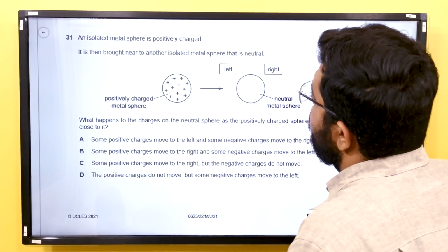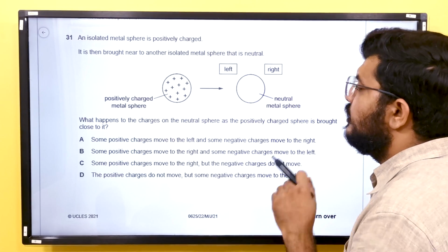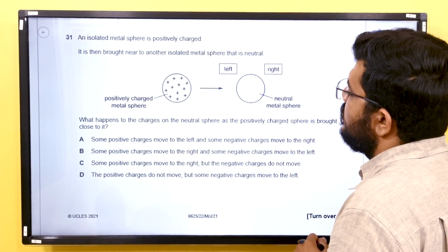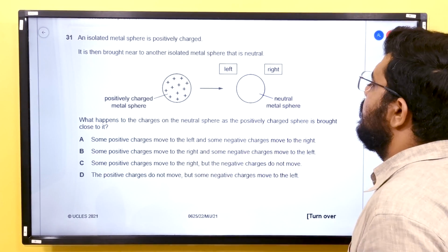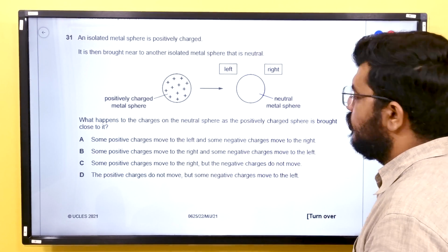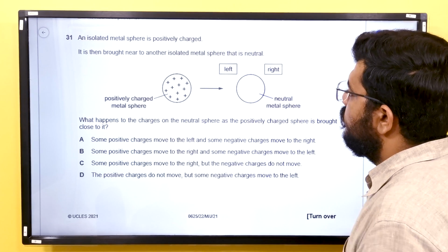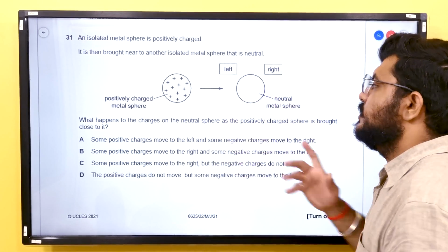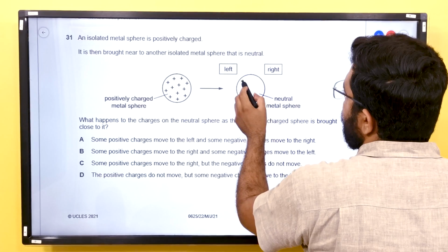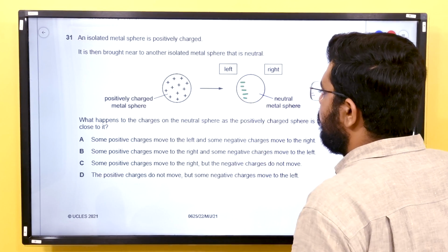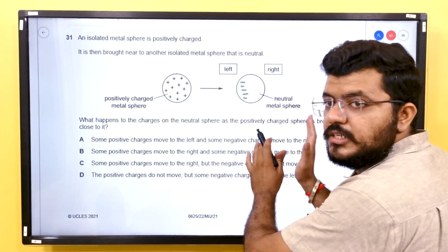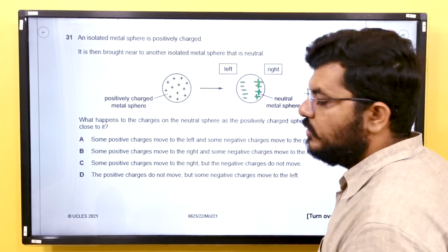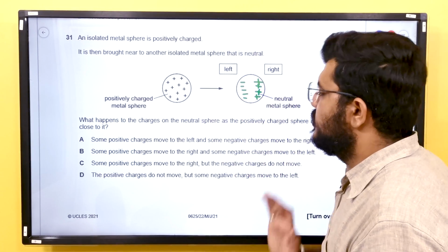Okay, question 31. An isolated metal sphere is positively charged. Then it is brought near to another isolated metal sphere that is neutral. What happens to the charges on the neutral sphere as the positively charged sphere is brought close to it? The positive charges get repelled, but the negative charges get attracted. So the left half is negatively charged because some of the negative charges moved from right to left. There will be a surplus of positive charges on the right. What is moving? Negative charges are moving.